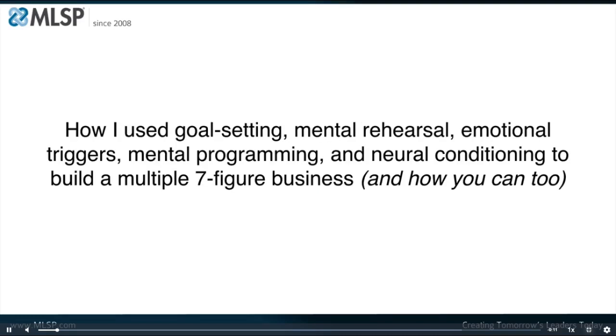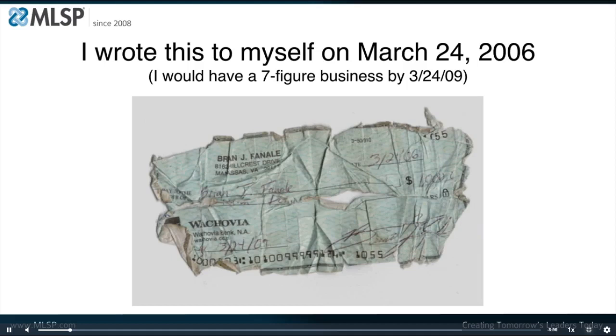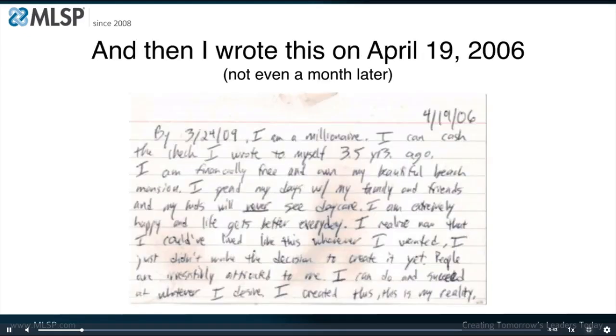How I, Brian Finale, one of the MLSP co-founders here, used goal setting, mental rehearsal, emotional triggers, mental programming, and neural conditioning to build a 7-figure business, and how you can too. I wrote this to myself on March 24th, 2006. This is a check for $1 million written to me, from me, that I would cash in 2009, 3 years. This is a 3-year, 7-figure goal that I wrote back in 2006.